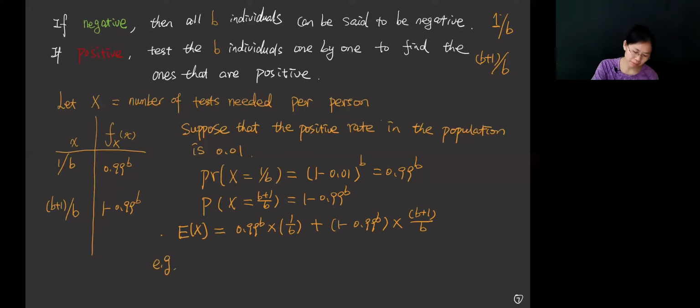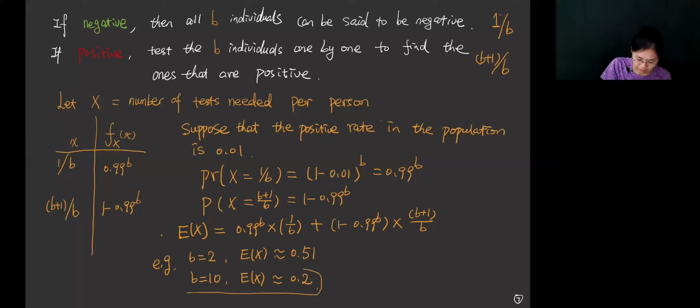Let me give you some examples. If B is 2, let's say you put 2 people in each batch, E of x is around 0.51. And when B equals 10, E of x is around 0.2. That's if you use batch testing with 10 as the batch size, then you only need about 0.2 tests per person.